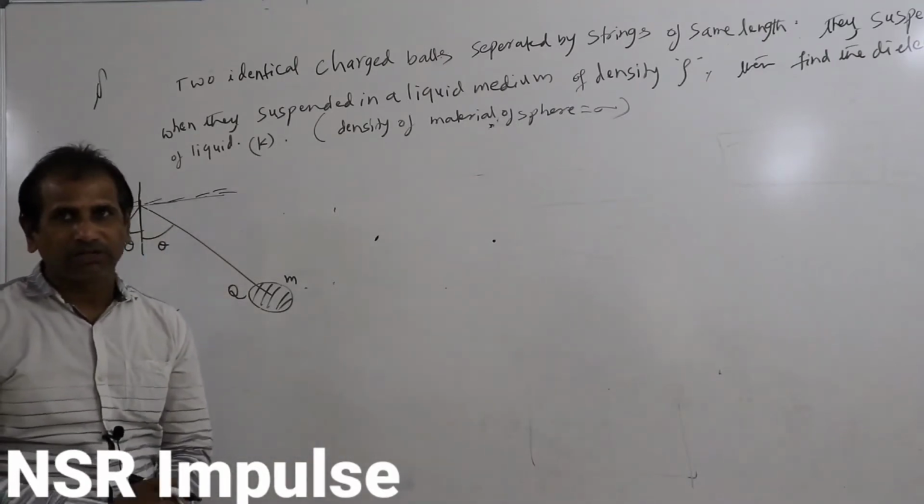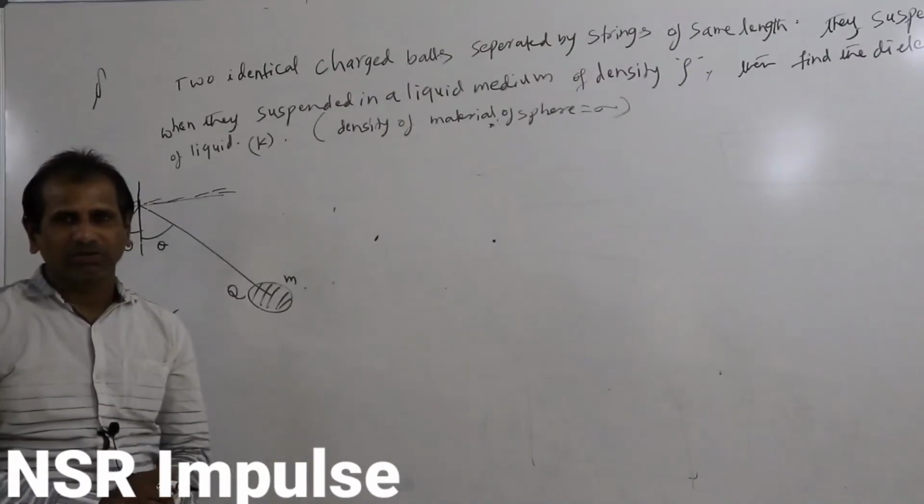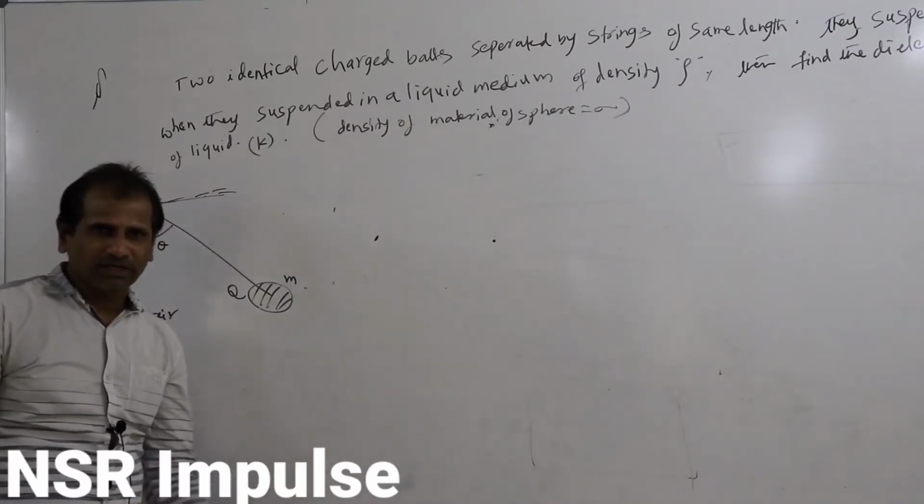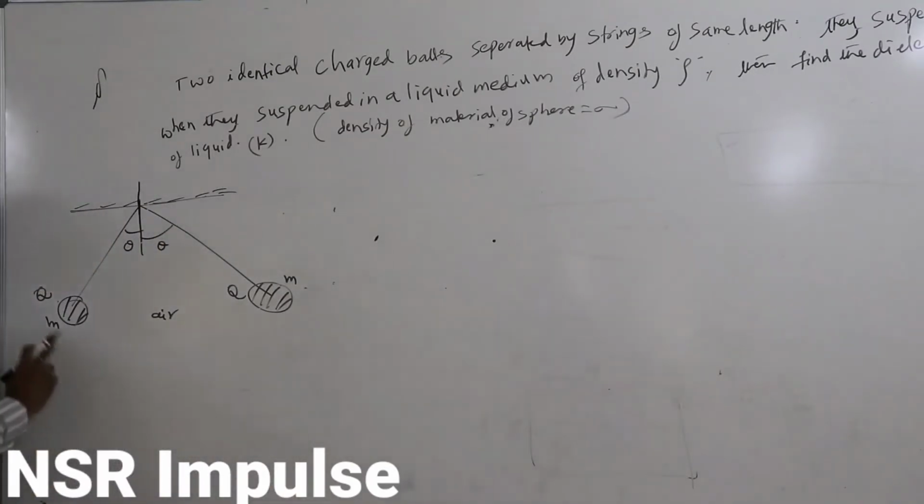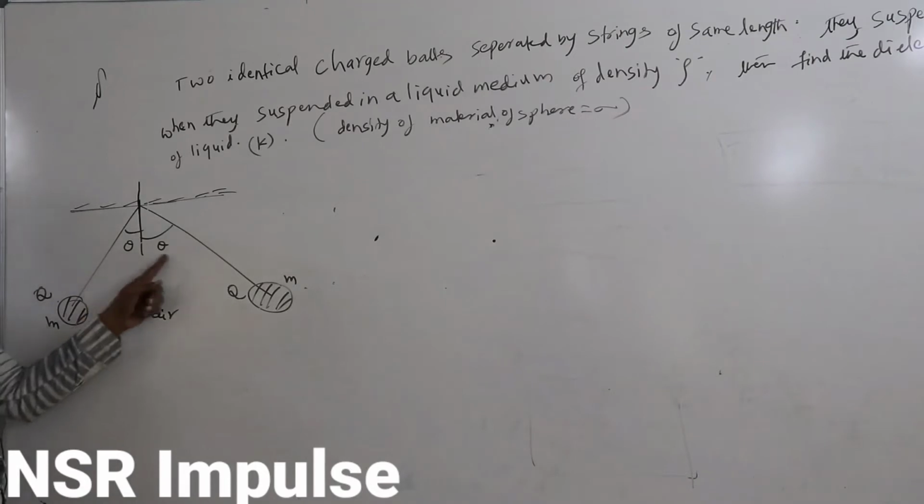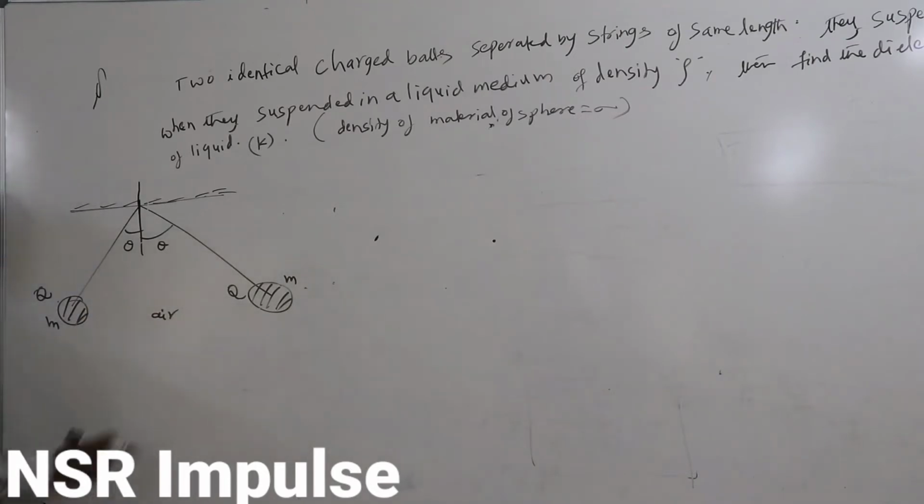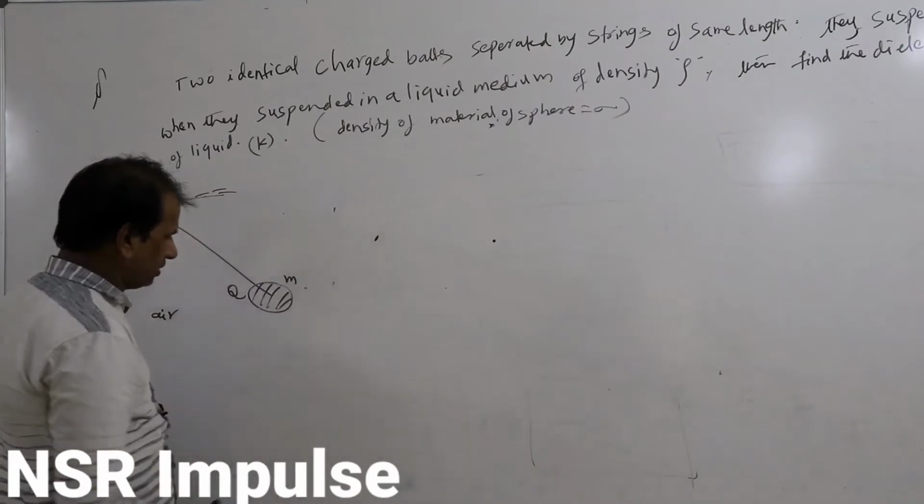According to that, if the masses are equal, m1 is equal to m2, then theta is also equal. Then these are identical charges. Due to that, what happens? This will be repelled outward and this will also be repelled outward.